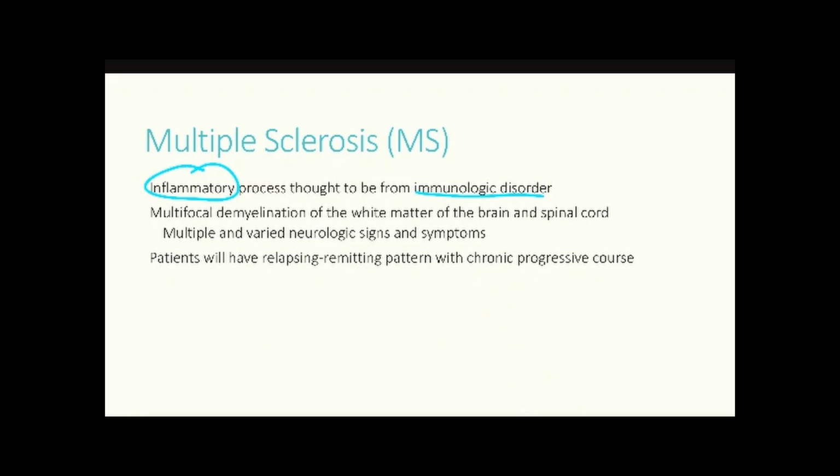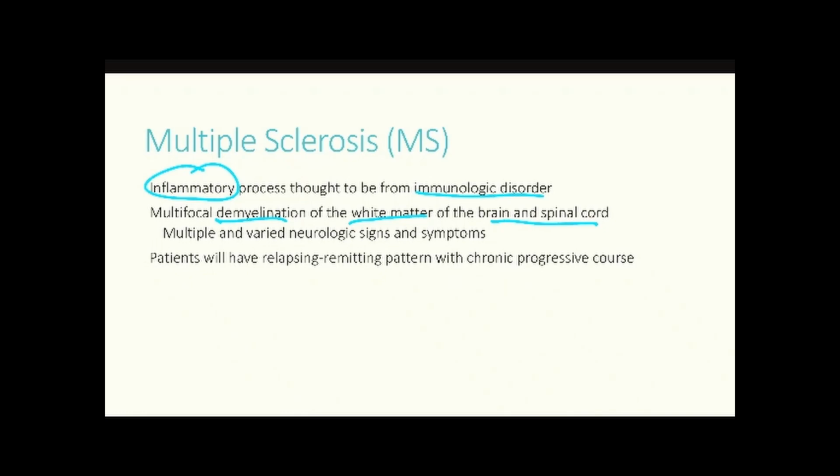Multifocal, so many different places where it happens. Demyelination of the white matter of the brain and the spinal cord. Every time a new demyelination occurs, a new plaque occurs, is when an MS patient will have a new flare-up. So every time they have a flare-up, that means a new one of these lesions formed.